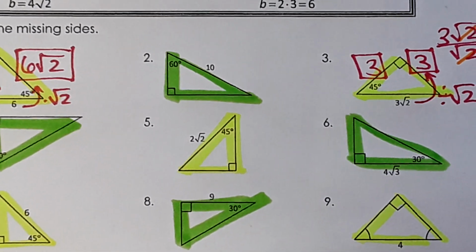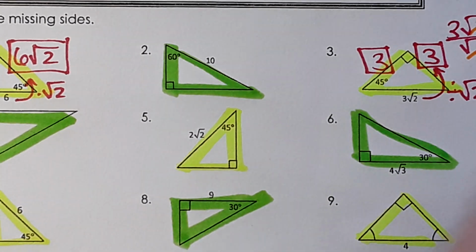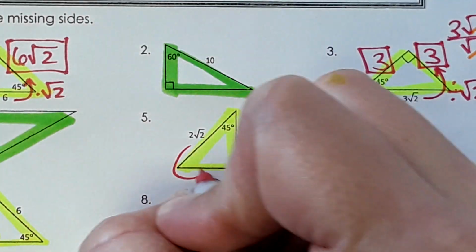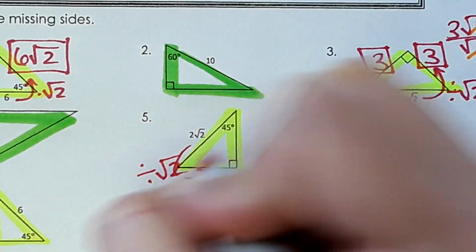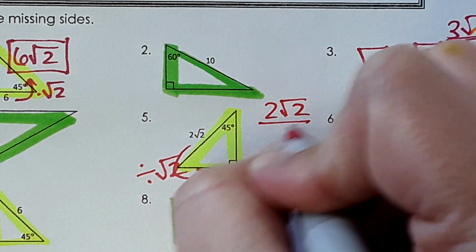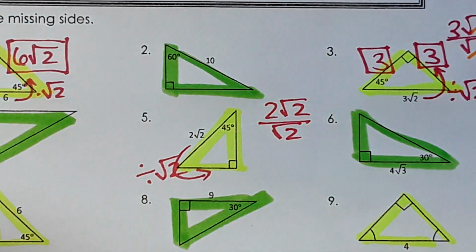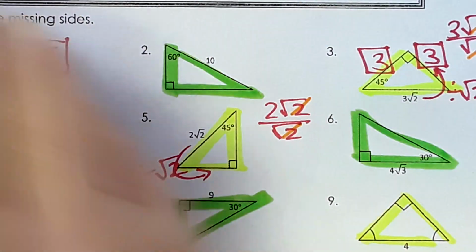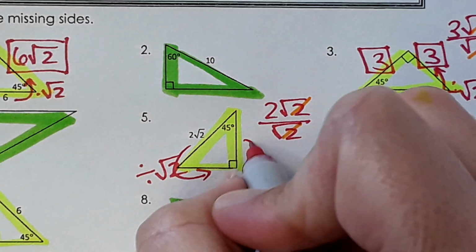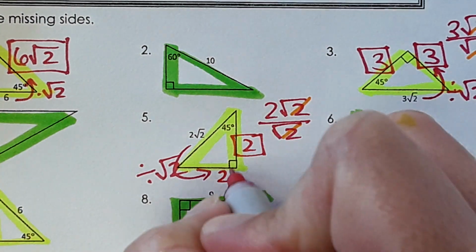Then number 5, same idea, we're dividing by square root of 2 to get the legs. Square root of 2 divided by square root of 2 is just 2. So we get 2 here and 2 here.